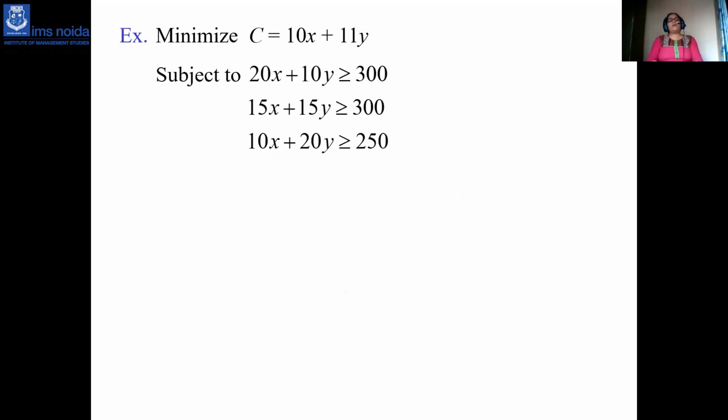Now let us do an example: minimize c, that is 10x plus 11y, subject to the constraints 20x plus 10y more than or equal to 300. All these are the more-than-or-equal-to constraints. Let's see how these constraints are converted to equations with an equal sign; only then can you start the iterations of the simplex method. The second one is 15x plus 15y more than or equal to 300. Then 10x plus 20y more than or equal to 250.